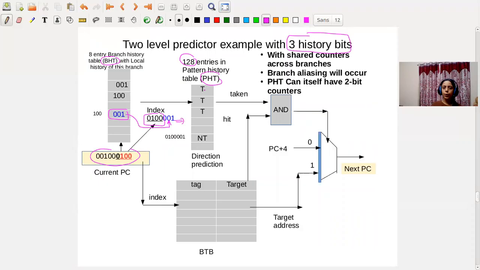And I can use either a 2-bit counter or a 1-bit counter here. So if I use 2-bit counter, it'll look something like this. And then finally the outcome is still 1 bit, which is going to tell me whether to take the branch or not to take the branch. So like I said earlier, these counters are shared across branches because you are using only some bits of the PC. Therefore, branch aliasing could occur, and therefore you're using shared counters across branches, and that is going to increase aliasing.